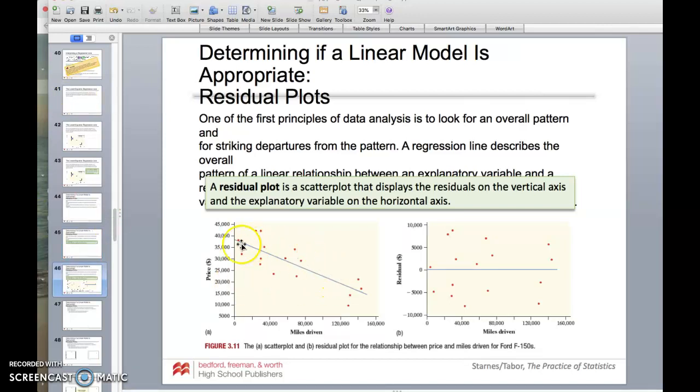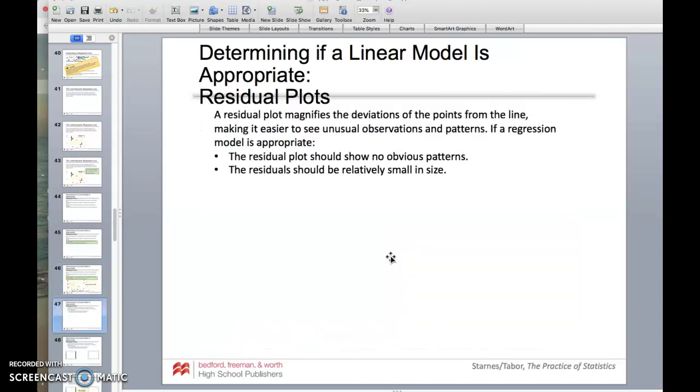Here's the original scatter plot. If we go with those residuals, you can see this spot right here, not very big. This one is below. You can see how those dots transform into this, where if this was right on the line, we'd see this right here. But again, you can see those residuals here. Once again, the explanatory variable stays on the horizontal axis, but now we're putting the residuals on the vertical axis. This is the residual plot. The residual plot magnifies those deviations and makes it easier to see unusual observation patterns.